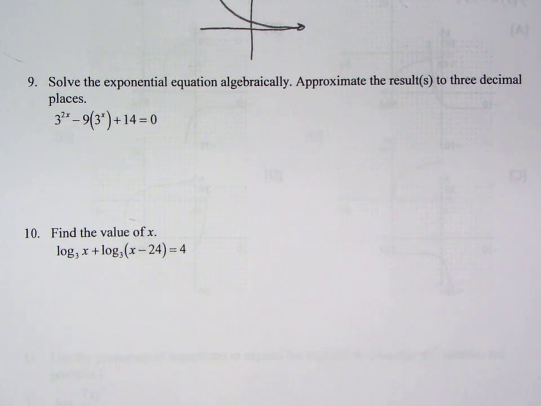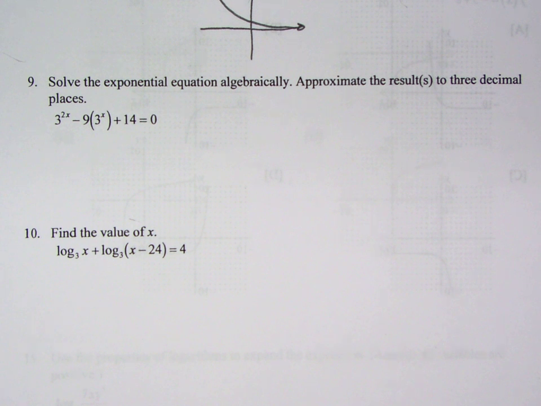Okay, number 9, solve the exponential equation algebraically. Approximate the results to 3 decimal places. And then we have this function, 3 to the 2x power minus 9 times 3 to the x power plus 14 equals 0. So, how do we start this problem? It looks a little ugly in my opinion.